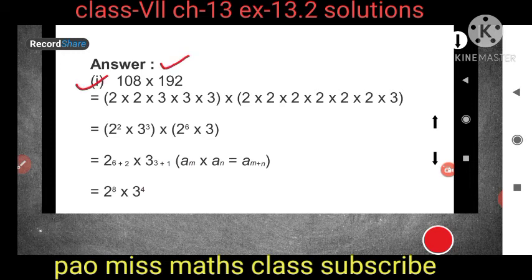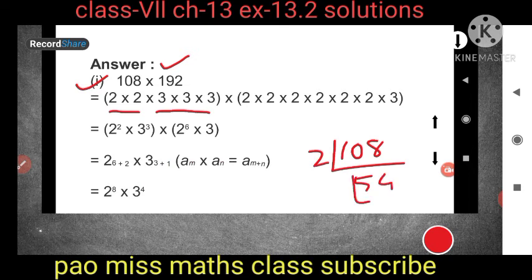When you find the prime factors of 108, you will get 2 into 2 into 3 into 3 into 3. You will take out the prime factors in this way, okay? I am solving only this one. Then again it will be divisible by 2, isn't it?